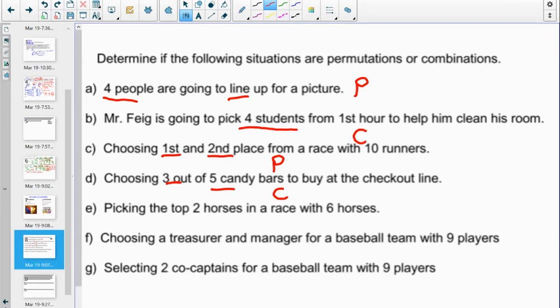Then for E, picking the top 2 horses, this kind of depends on how you look at it, but I'm looking at it as they're not being ranked differently. You're just picking your top 2. You're not picking your first and your second. So order doesn't matter. So it's a combination. And now for this one, you're choosing a treasurer and a manager. They have different rankings because they're different roles. So the order matters. Permutation. And then this one, selecting 2 co-captains. These have the same role, like 2 senators or 2 committee members. So it's a combination because order does not matter.